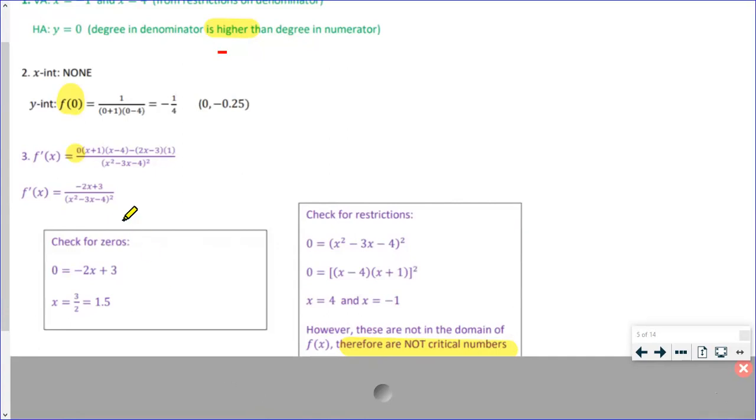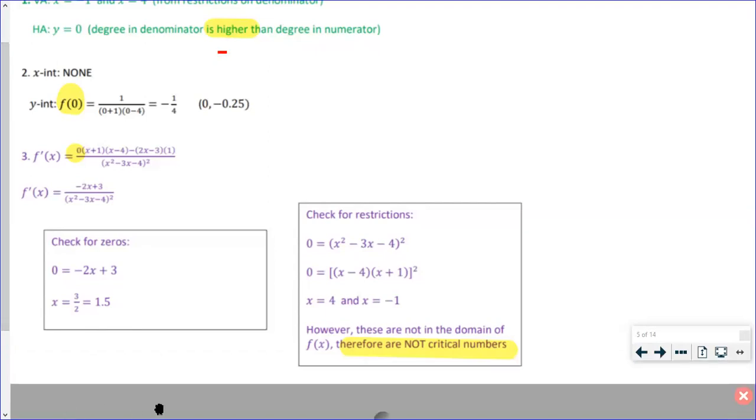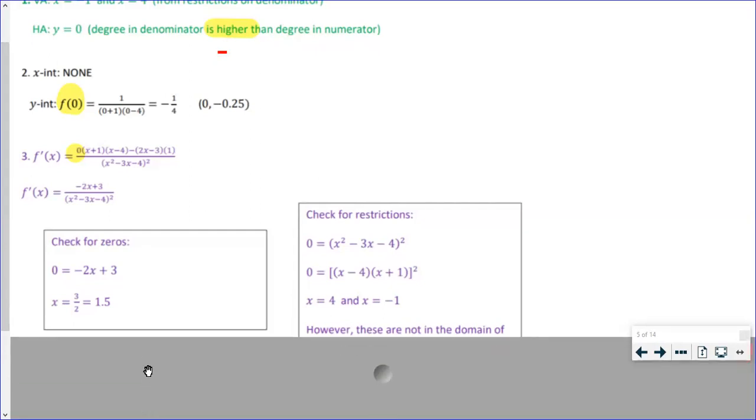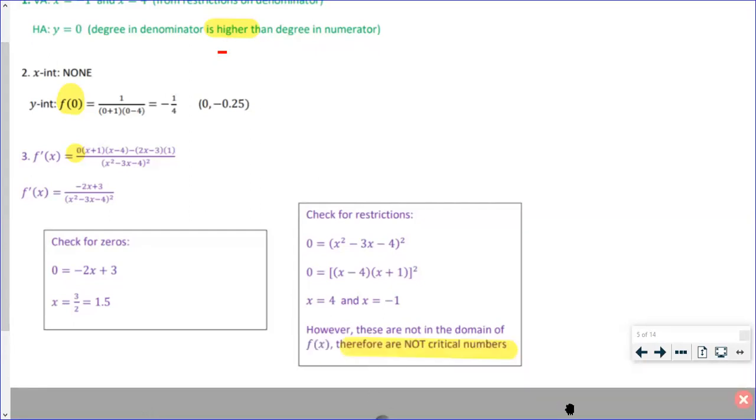However, if I set this derivative equal to 0, it eliminates my denominator, but I still have my numerator, which I can then set equal to 0 and solve for x. So there is an x value, which results in one critical point. And that critical point will occur when x is equal to 1.5.